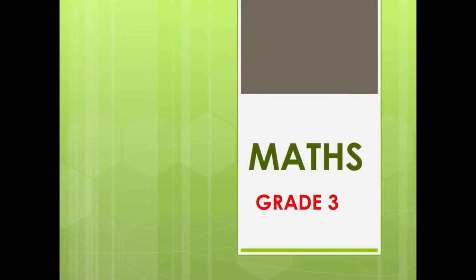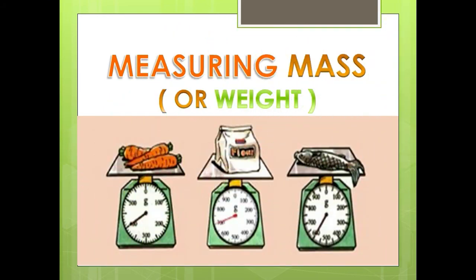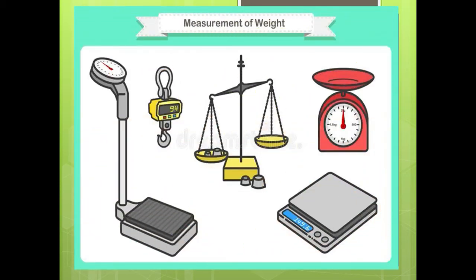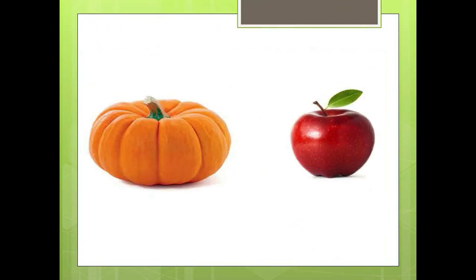Hi children, now we are going to see about measuring mass or weight. Weights of objects can be measured by using different devices. Some objects can be measured or weighed by observation. For example, pumpkin and apple. Pumpkin is heavier than apple. This we can say by observing these things.